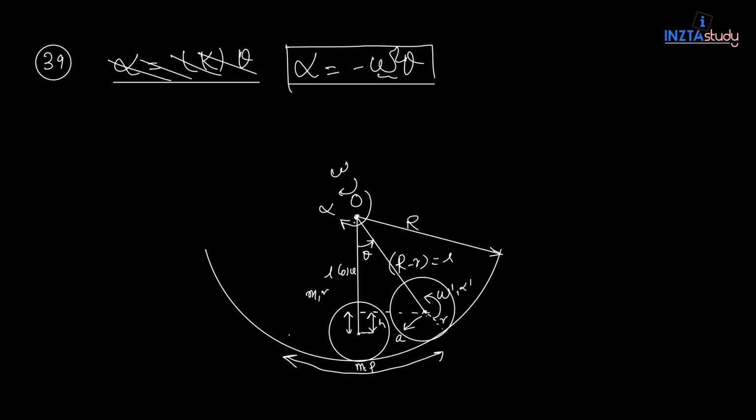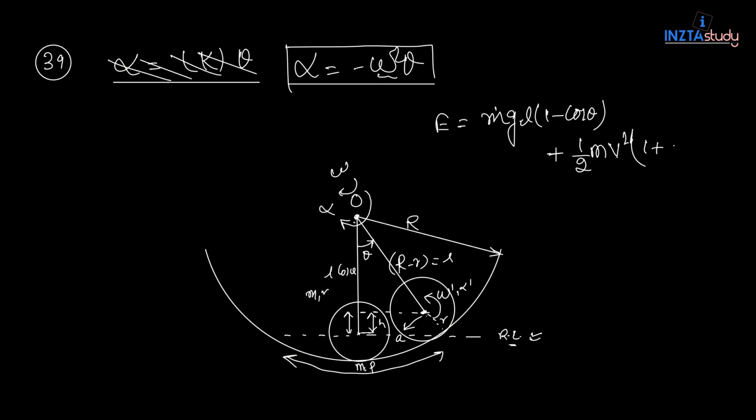If we consider this point as the reference level for gravitational potential energy, then the gravitational potential energy at this point is 0. So the total energy of the solid sphere at that point is the potential energy mg into h, that is mgL into (1 minus cos theta), plus the kinetic energy, half m v square into (1 plus 2 by 5). Why? Because we consider it a solid sphere, so this is the translational plus rotational kinetic energy.